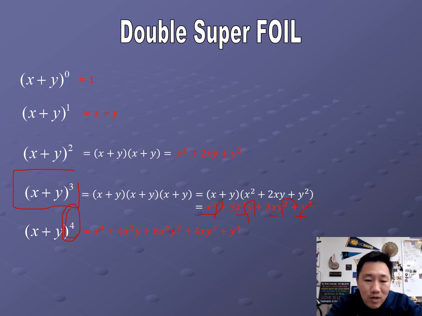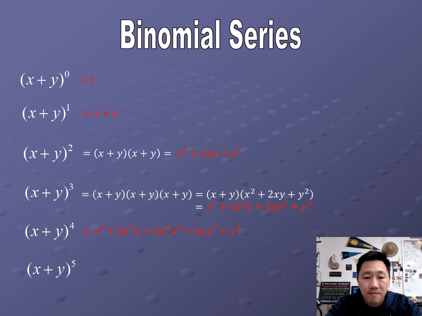But your next question should be, well, what about the coefficients, the numbers in front of each of them? This one is a 1, this one is a 4, this one is a 6, 4, 1. What about those? Because they're important. How do we figure that out? Let's see.